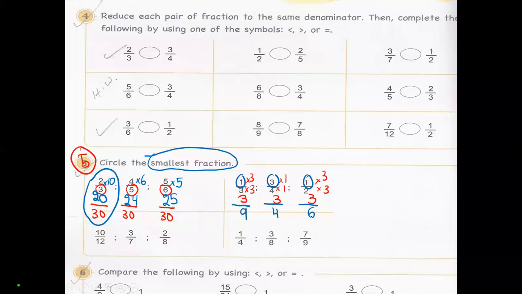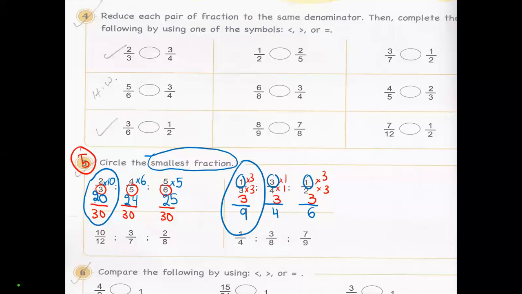Here you have to pay attention. Which is the smallest fraction, Jawad? All have the same numerator. The smallest fraction, the one that has the biggest denominator, is 3/9. Excellent. So if you are finding a common numerator, don't forget the smallest fraction is the one that has the biggest denominator.